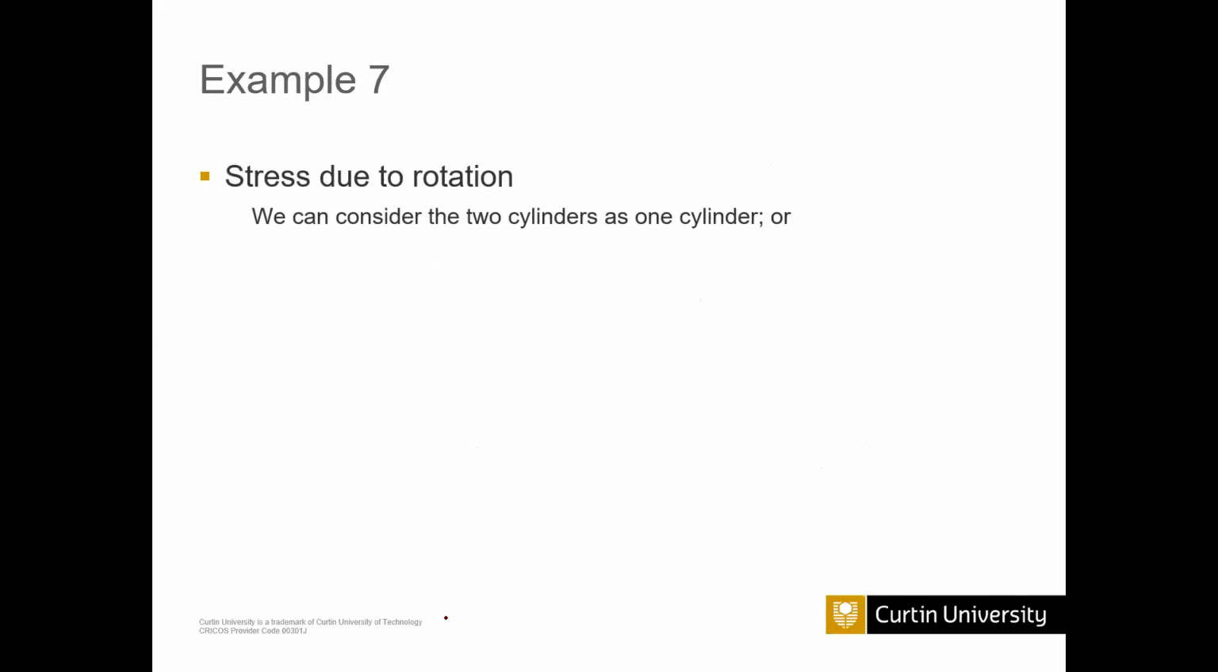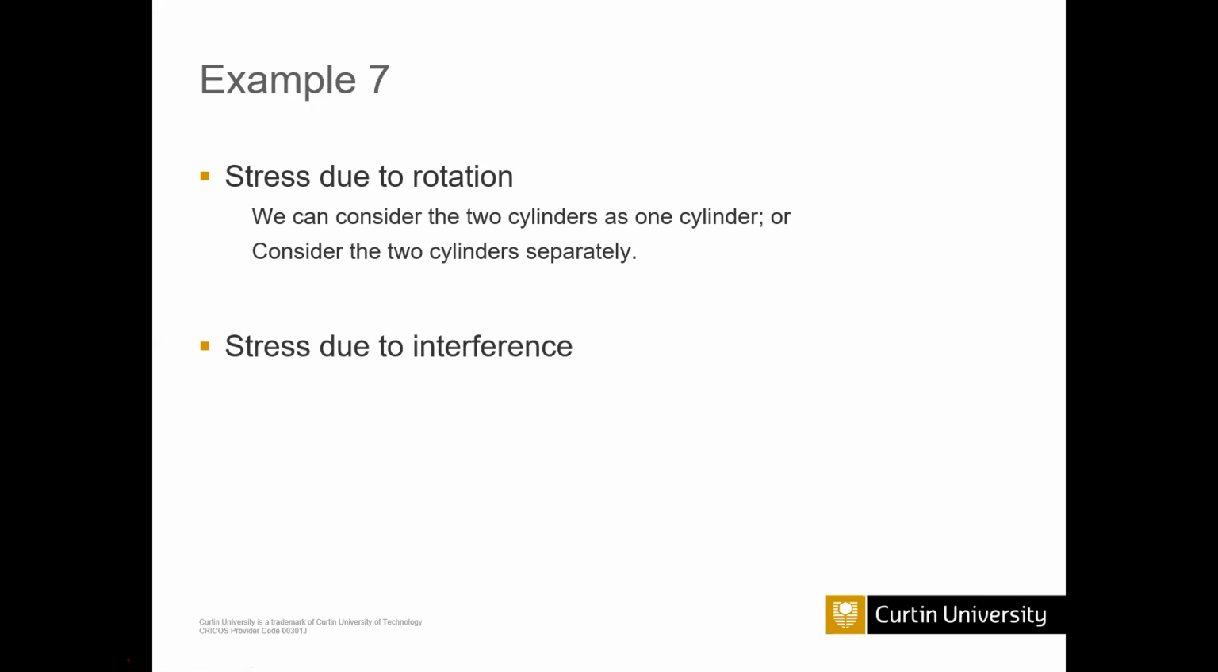So we can consider the two cylinders as one cylinder. I told you, the rotation affects both cylinders the same way. So you don't need to calculate the stress due to rotation separately. You can calculate a general equation for both cylinders as a single cylinder, and if you want, you can separate them later. Considering the two cylinders separately can also be done, but it will be a little bit lengthy, and your answer will be a little bit lengthy.